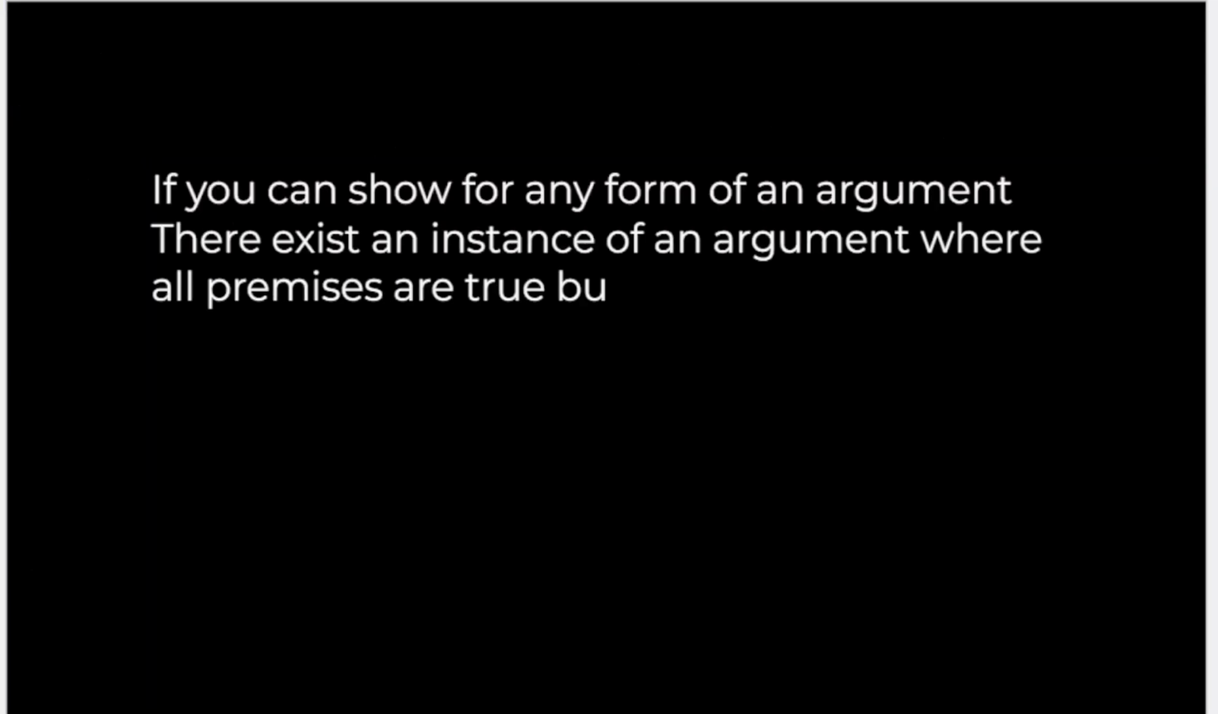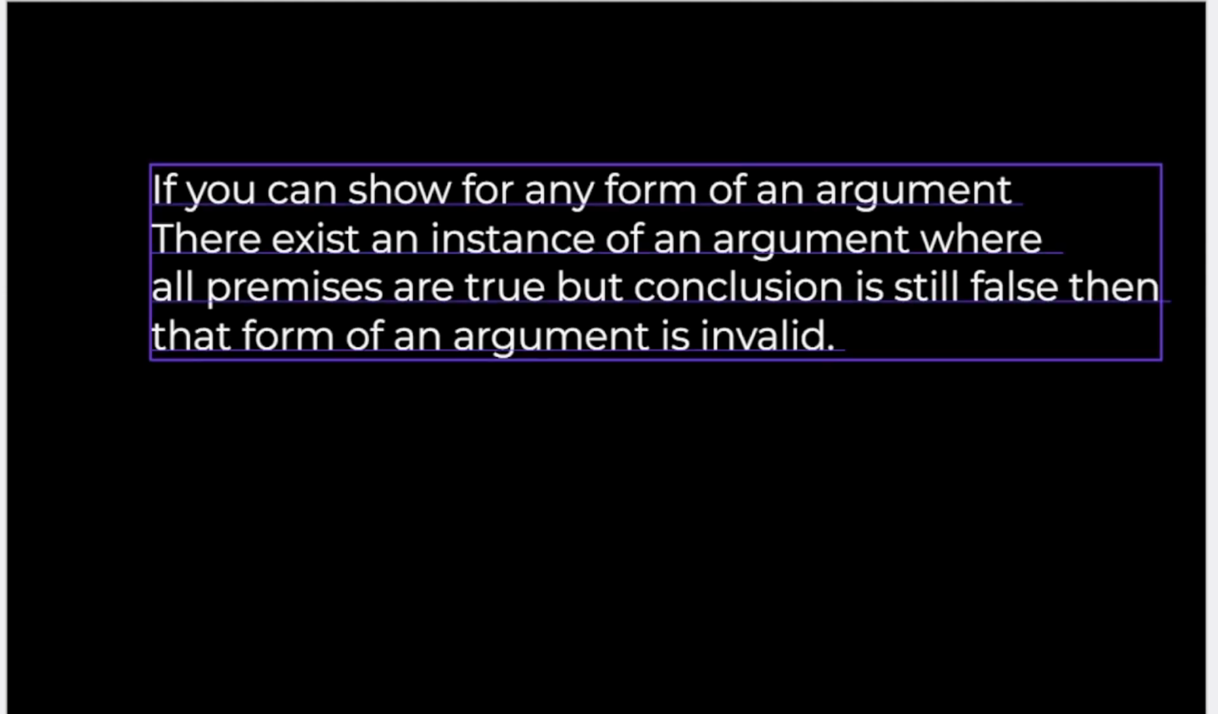Let's revisit the main definition. If you can show for any form of an argument there exists an instance of an argument where all premises are true but the conclusion is still false, then that form of an argument is invalid. As I mentioned previously, just by implementing this definition, you can figure out whether the form of argument is valid or invalid. As we previously discussed, we have shown that for that certain form of argument where we try to affirm the consequent, there is an instance in which the premises are true but still the conclusion is false.